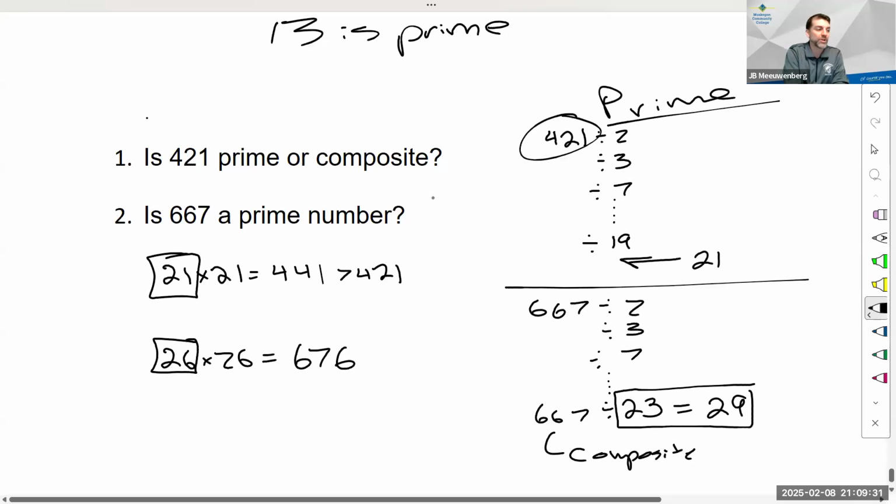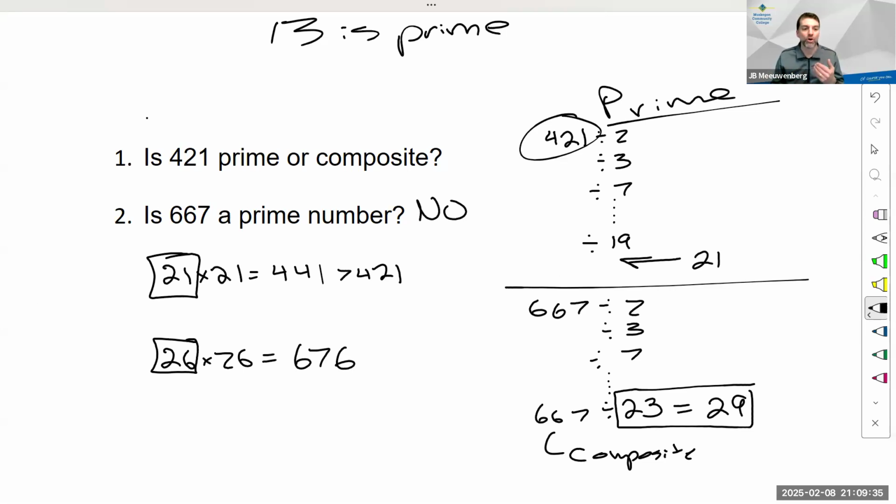Is it a prime number? No. So again, the prime number test is all about dividing by prime numbers.